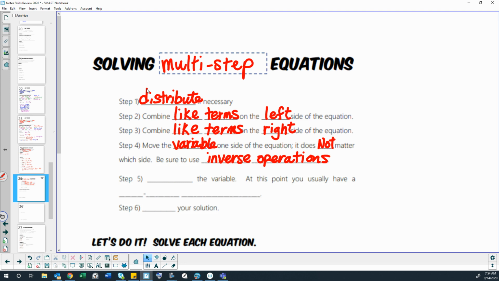And then step 5, we isolate the variable. At this point, you usually have a two-step equation, which we did a whole other assignment on. So once you get to that point, you should just be able to keep going like we did on the previous assignment, okay? Step 6, we find our solution. We're done.